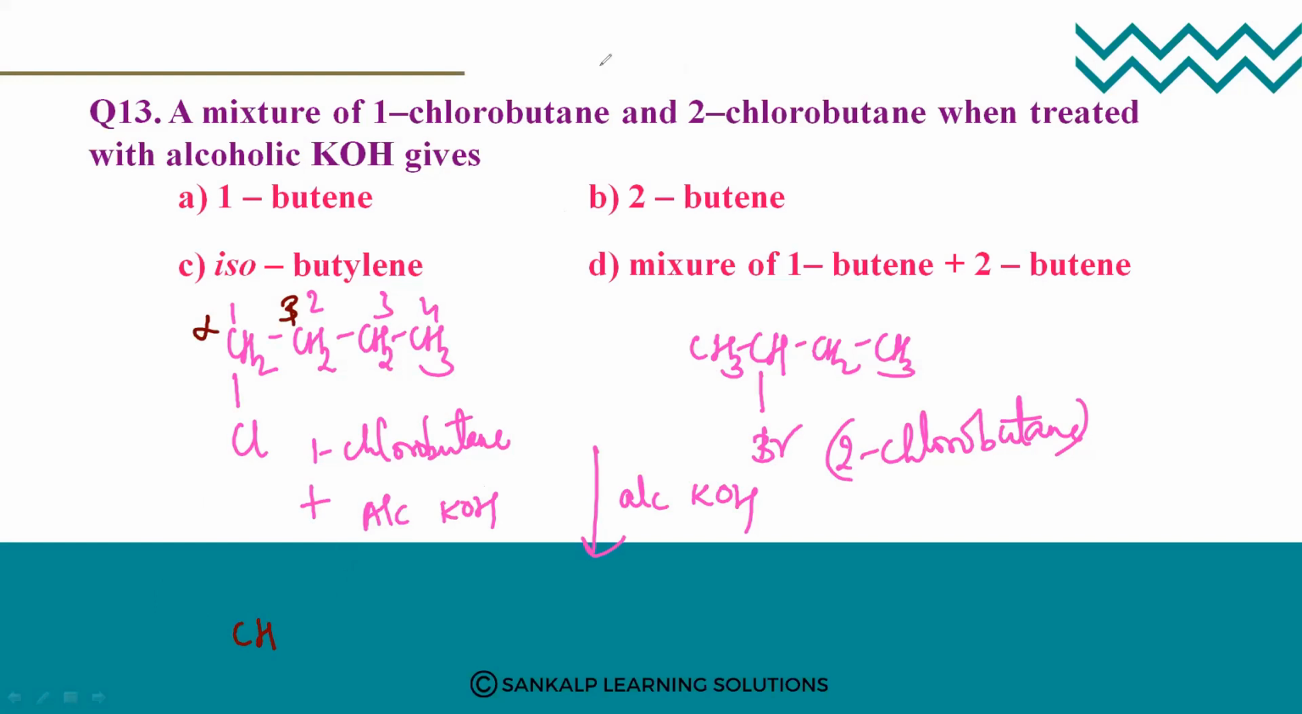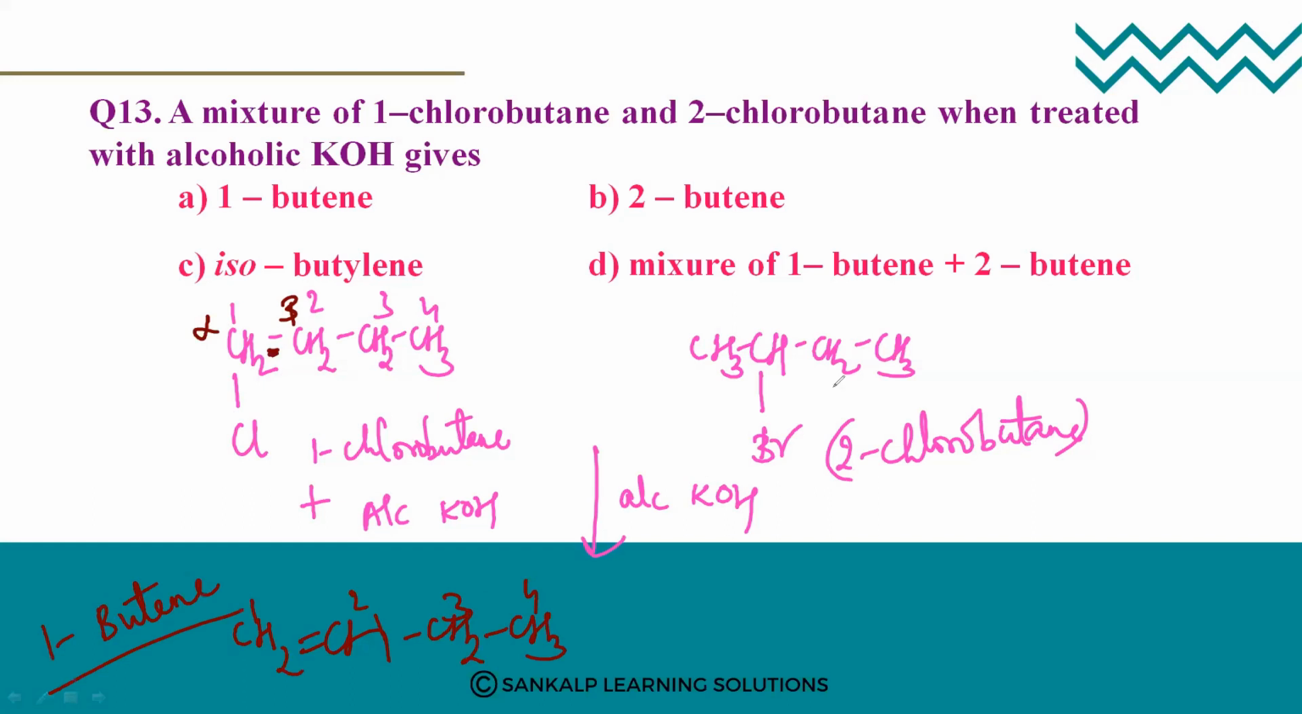So it will be CH2 double bond CH. So here, alpha, beta, right? So the double bond will be formed here. So CH2, CH, then CH2 and CH3. So this is 1, 2, 3, 4. So what is the product? It is 1-butene.